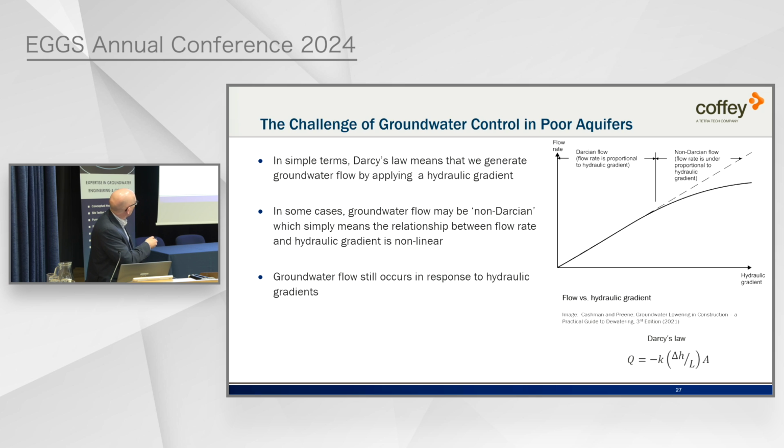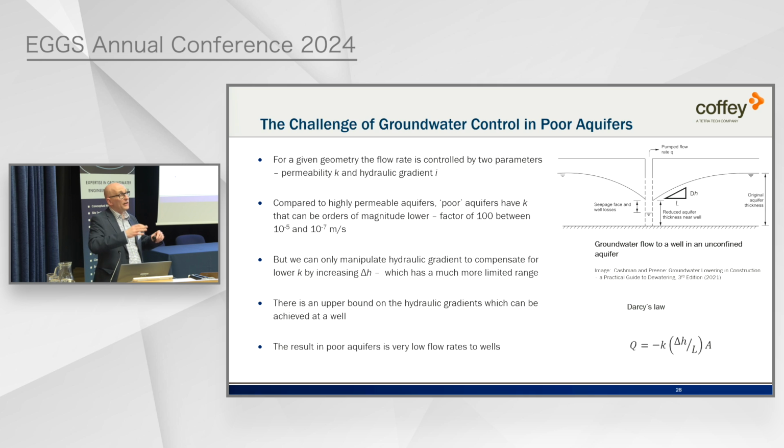So at low hydraulic gradients, the relationship between flow rate and hydraulic gradient is linear, but as you get to high hydraulic gradients, the flow becomes turbulent, more energy is lost, and you get a non-linear relationship with flow. But the point being, in pretty much every geotechnical situation you're going to come across, you're getting flow in response to hydraulic gradients. So hydraulic gradients are really important.